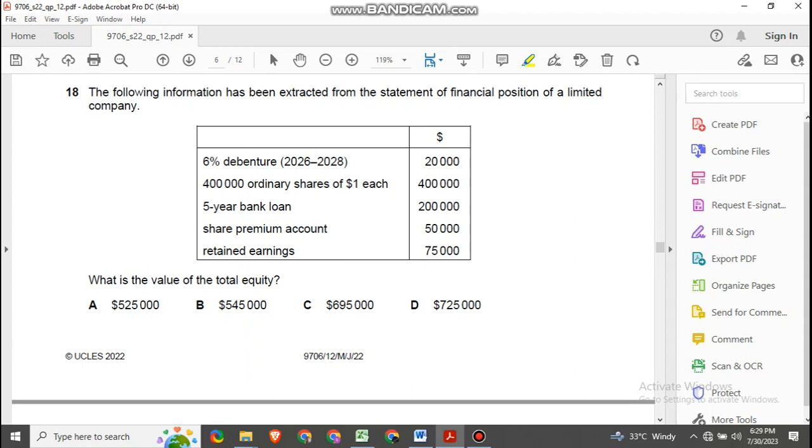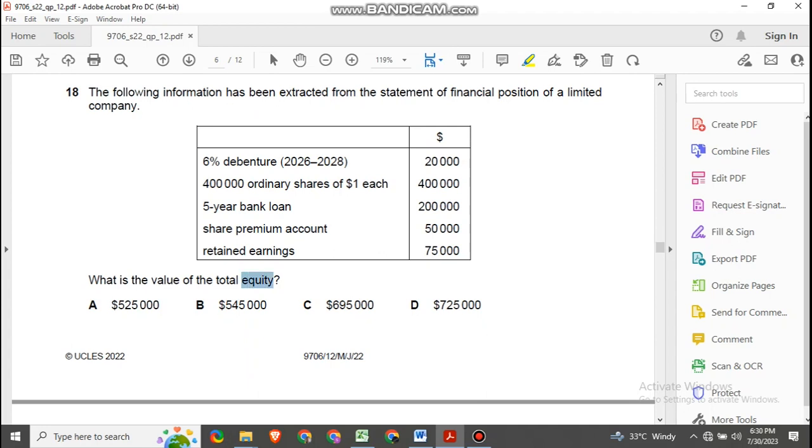Next question, question number 18. The following information has been extracted from the statement of financial position of a limited company. 6% debenture 26/28, 20,000. 400,000 ordinary shares of $1 each, 400,000. 5-year bank loan, 200,000. Share premium account 50,000 and retained earnings 75,000. What is the value of total equity?